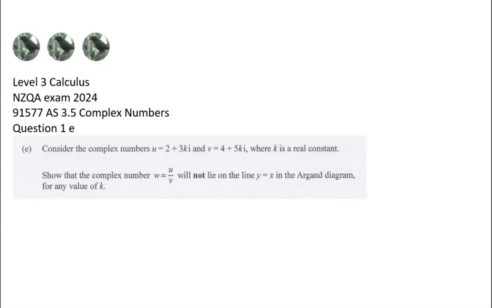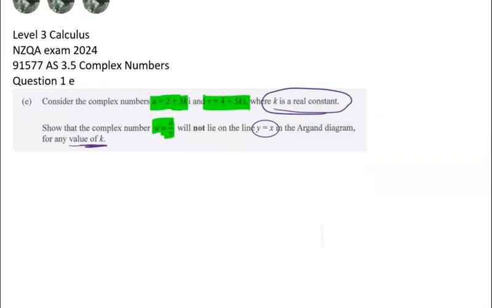Kia ora, here's the last of what I'm assuming is the set of excellence questions for the complex numbers paper. This is question 1E. And again, I think this is a pretty straightforward question as long as you work carefully through it. We've got two complex numbers and we have to form a third, which is called W. W is U over V. And we have to show that it won't lie on the line y equals x for any value of k. K is a real constant.